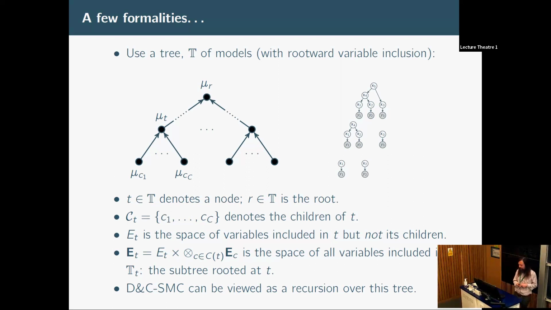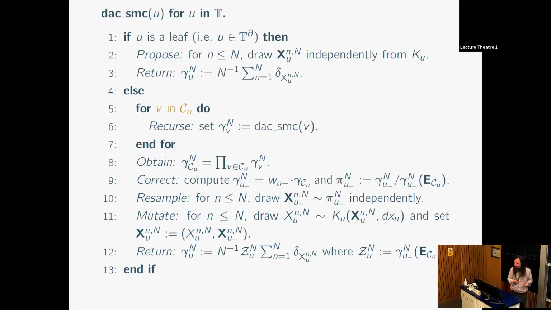So divide and conquer SMC is a recursion over this tree. In fact, it's divide and conquer in the sense of being a design pattern, a divide and conquer algorithm, unlike most of what people call divide and conquer in Monte Carlo. So it is recursively calling the same algorithm on subproblems. We've written it in that form, which makes it look perhaps a little bit more arcane than it needs to, but it's quite a useful way to think about it.